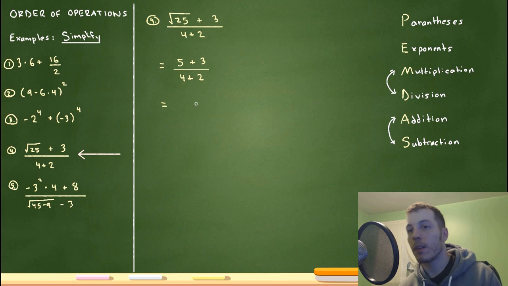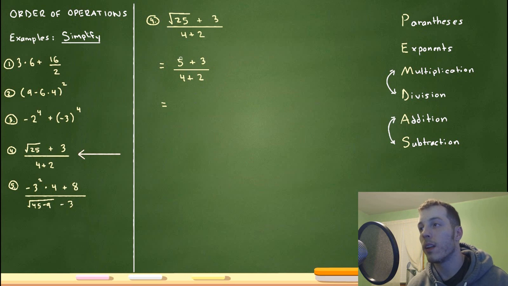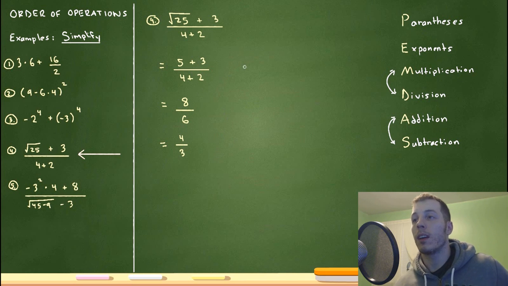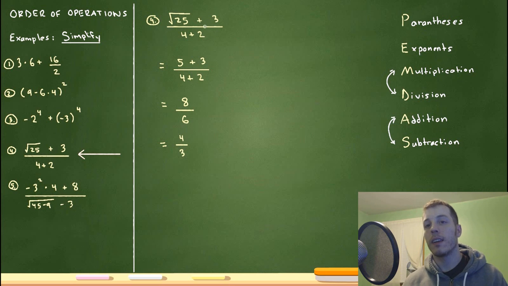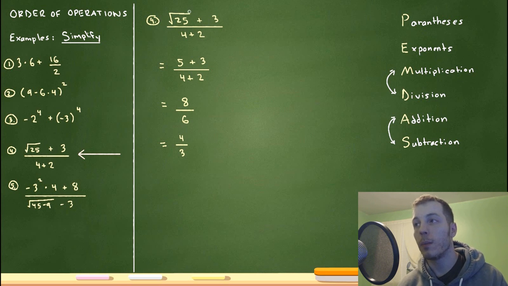Okay, so let's keep going with what I said. Let's keep working within the numerator as much as we can, and then the denominator as much as we can. So 5 plus 3 in the numerator, we have 8. And in the denominator, 4 plus 2, we have 6. And if we simplify 8 over 6, we see 2 is going to go into both 8 and 6. So this reduces to 4 divided by 3. Okay, so whenever we're dealing with a fraction like this, again, keep in mind that you want to work in the numerator and in the denominator as much as you can first, and then lastly divide here.